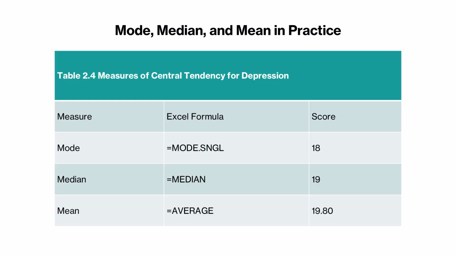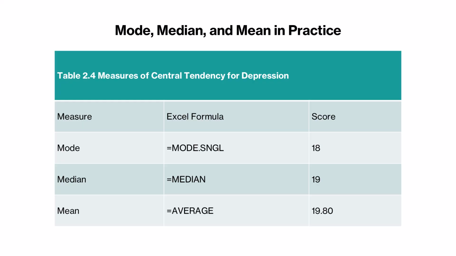Comparing these 3 measures offers insight into the shape of a distribution. When the mean, median, and mode are similar, the distribution is likely balanced. Substantial differences among them may signal skewness or outliers. In the depression scale example, the close alignment of these measures suggests a relatively symmetrical distribution.